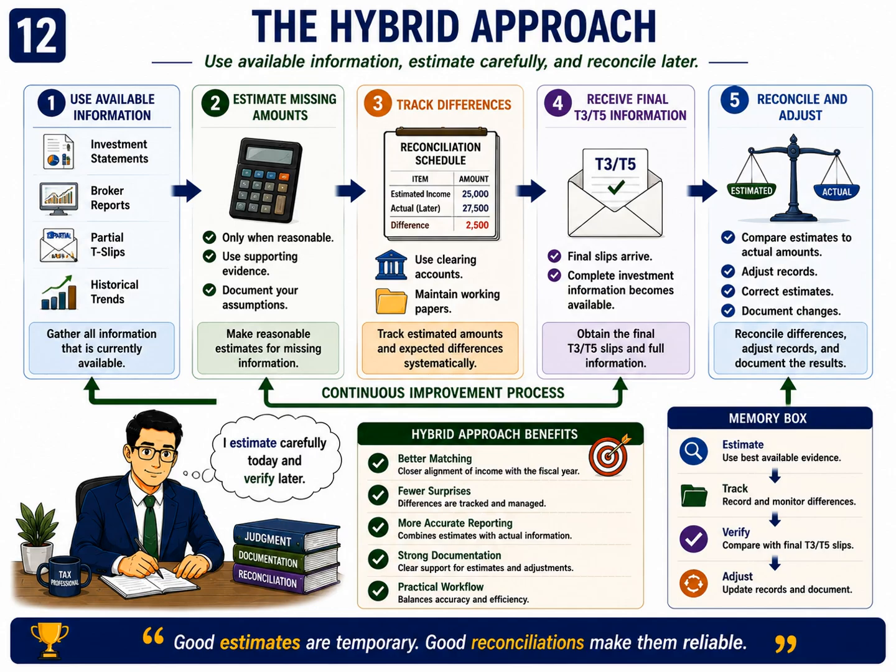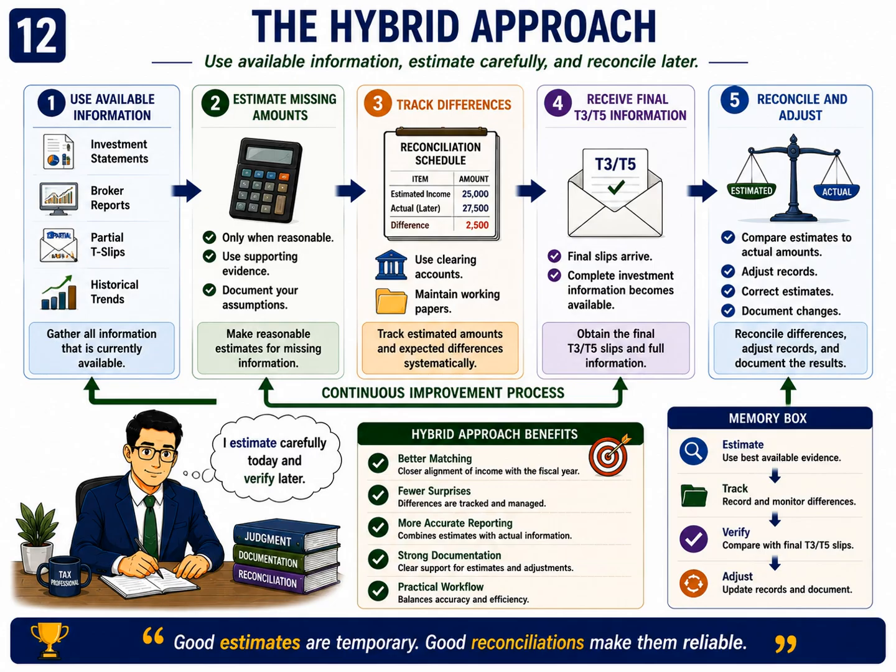Better matching between investment income and the fiscal year. Fewer surprises when final information arrives. More accurate reporting. Stronger documentation. And a workflow that remains practical and manageable. The memory box provides a simple summary of the entire process: estimate, track, verify, adjust. Those 4 words describe the cycle that drives the hybrid methodology.